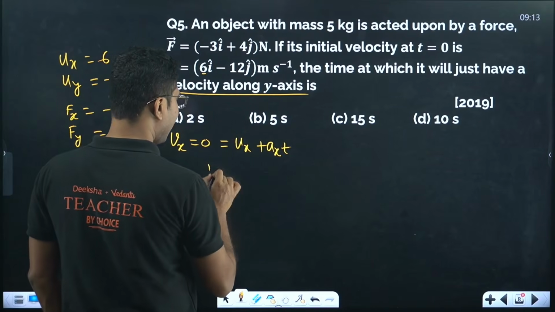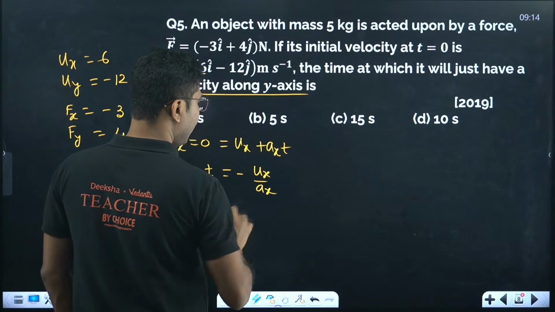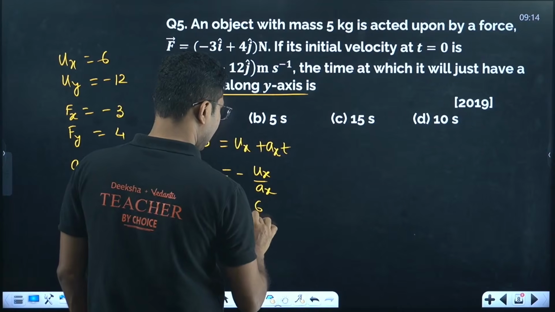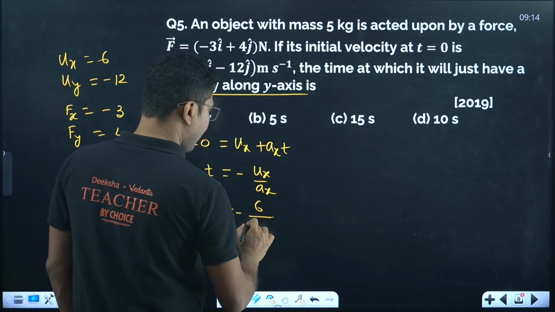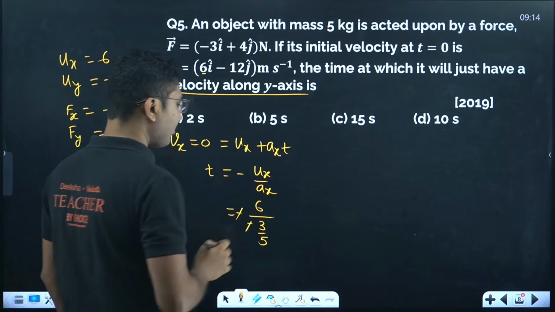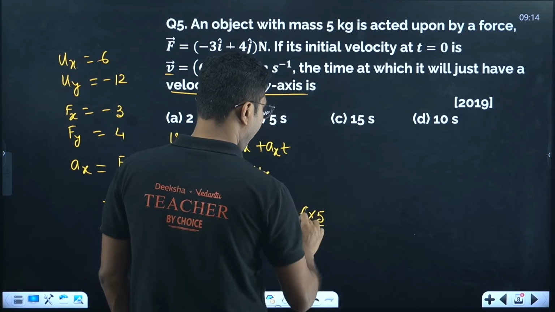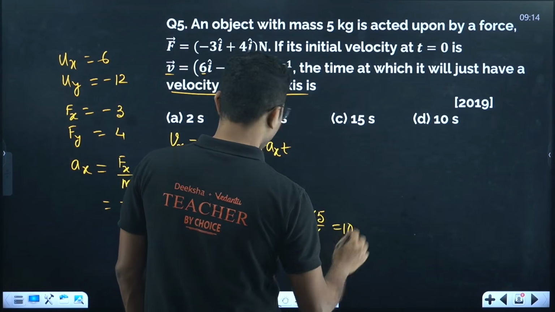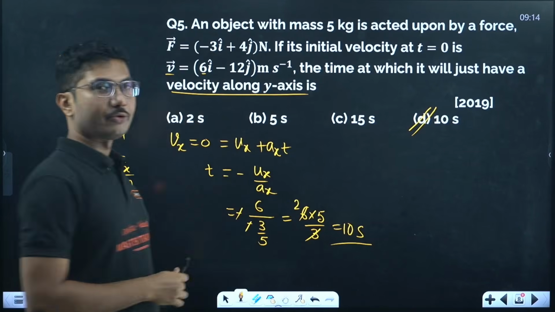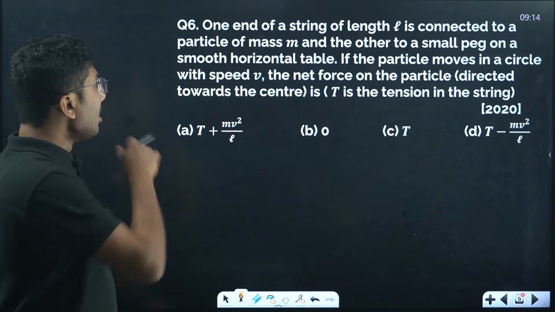So from here we can find the time, which will be minus ux by ax. What is ux? ux is 6. A minus sign is there, but don't worry, the minus sign will cancel. Minus 3 by 5. Remember, time cannot be negative. Whenever you are calculating a problem related to time, it cannot be negative. So it will be 10. After 10 seconds the particle will have only its y component, and the x component is 0. Okay, now let's move on to the next question.